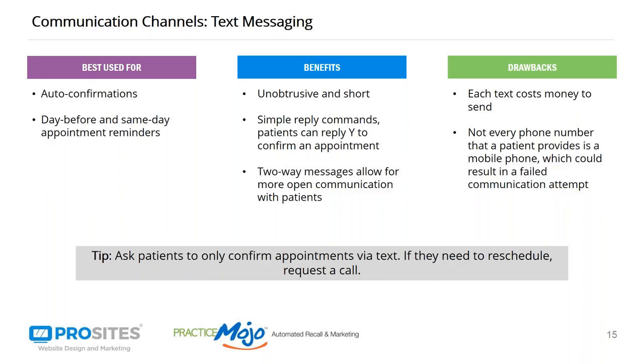Not everybody has a phone number that's going to be able to take these types of communications. They may give you a landline instead of a mobile number, so you may have some fails there. One of the things that we do recommend as a tip is if you are going to be using these automated communications, make sure that you only have people confirm appointments. If they need to reschedule, you really want them to call the office, not just hit reply on a text message.